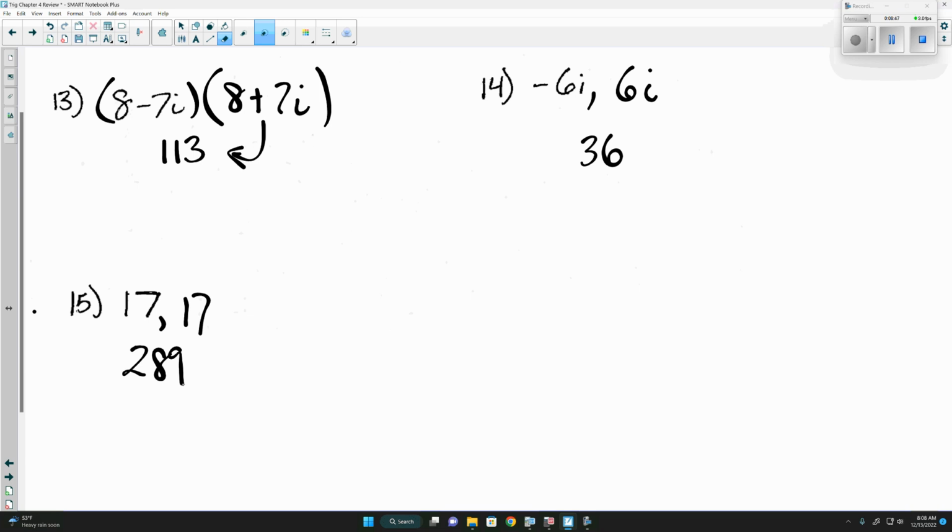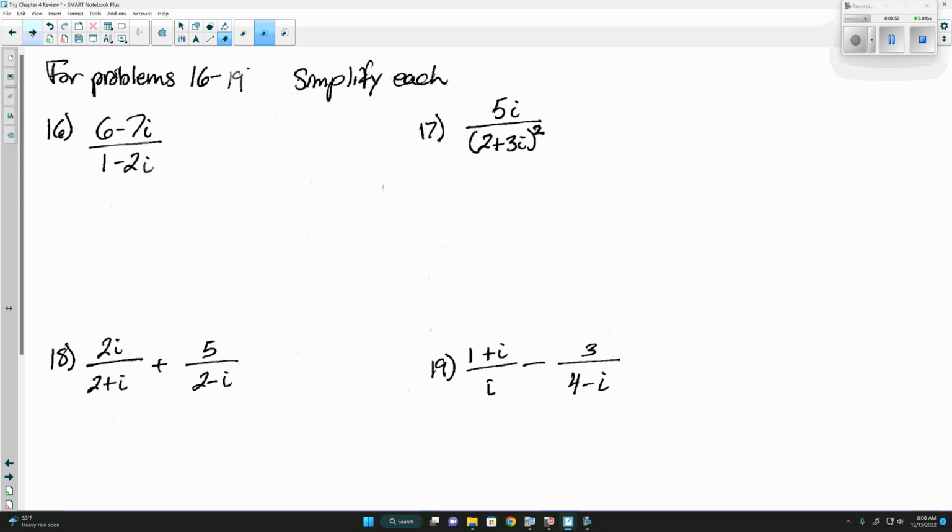Questions on these here? 16, 17, 18, 19. No. Don't think so. I think they're still messing with it. So, questions on 16, 17, 18, 19.